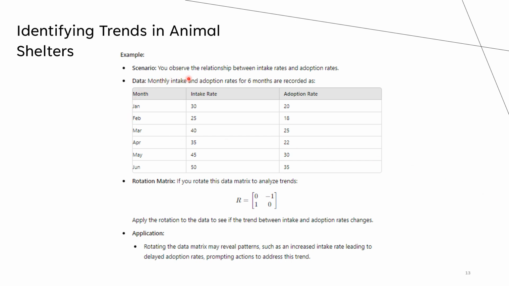So in this scenario, you observe the relationship between intake rates and adoption rates. And here we have the data, monthly intake and adoption rates for 6 months are recorded. And we have a rotation matrix. If we rotate this data matrix, we can analyze trends. We can apply the rotation to the data to see if there are trends between intake and adoption rate changes. Rotating the data matrix may reveal patterns such as increased intake rates leading to delayed adoption rates, prompting actions to address this trend.